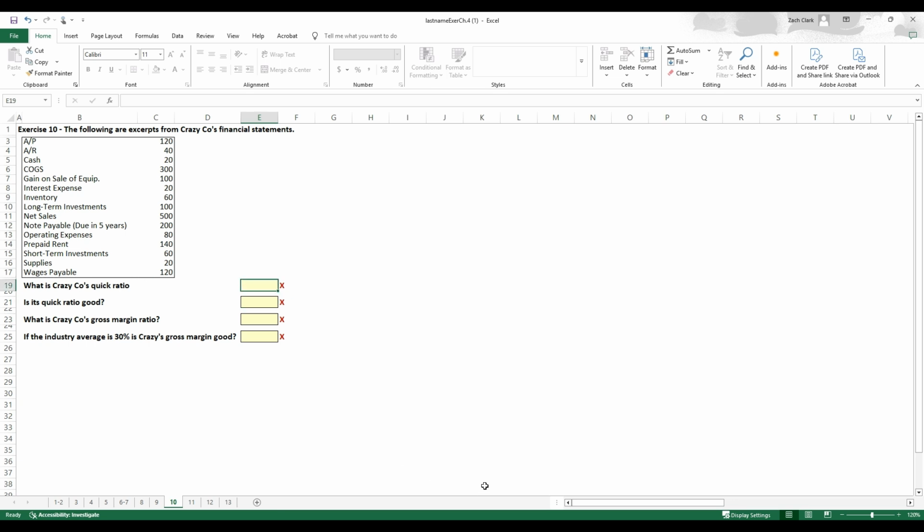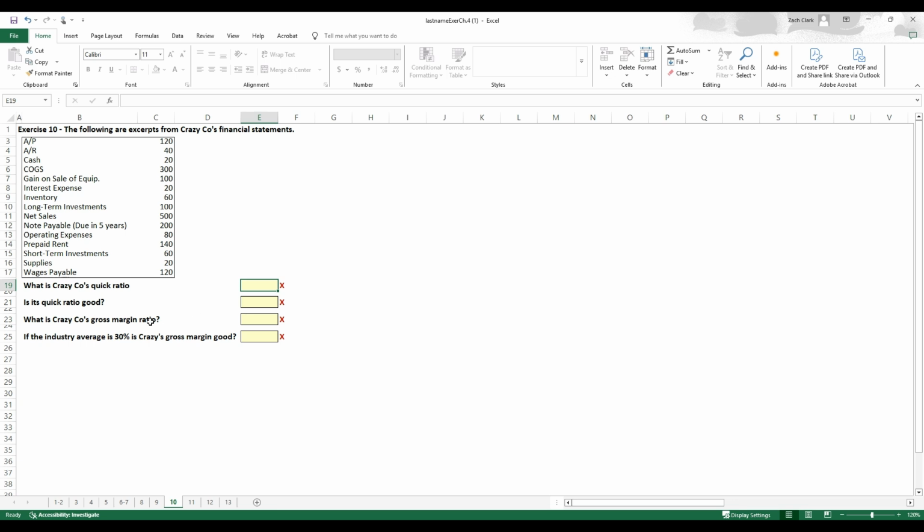Okay, let's take a look at our next problem. And in this problem, we're going to be looking at the quick ratio, essentially. The quick ratio is similar to the current ratio, but whereas the current ratio takes into account current assets and current liabilities, here we're going to be taking just the most current assets, the quick assets, if you will, which is going to be things like cash equivalents, accounts receivable, and marketable securities.